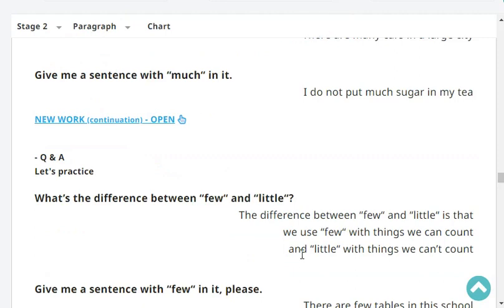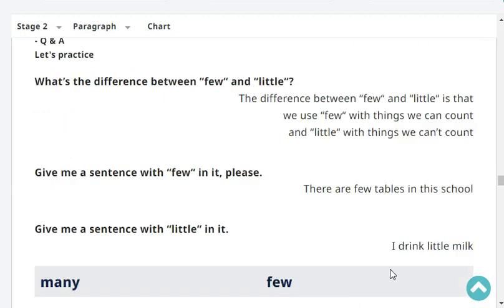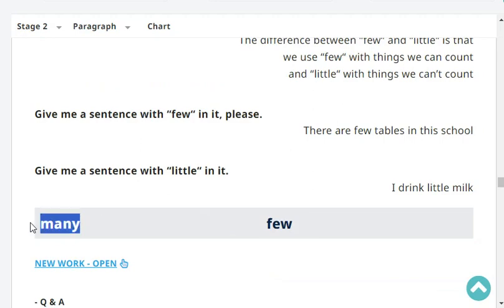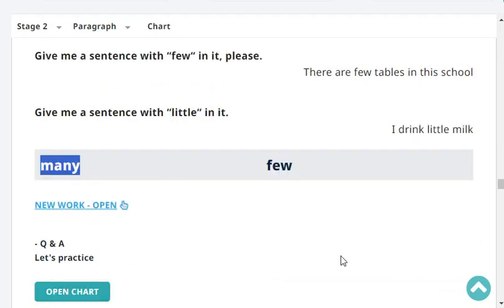What's the difference between few and little? The difference between few and little is that we use few with things we can count and little with things we can't count. Give me a sentence with few in it, please. There are few tables in this school. Give me a sentence with little in it. I drink little milk.